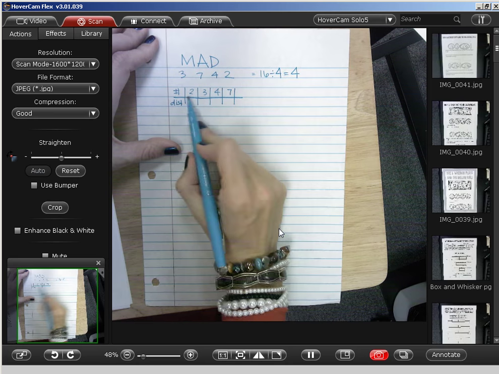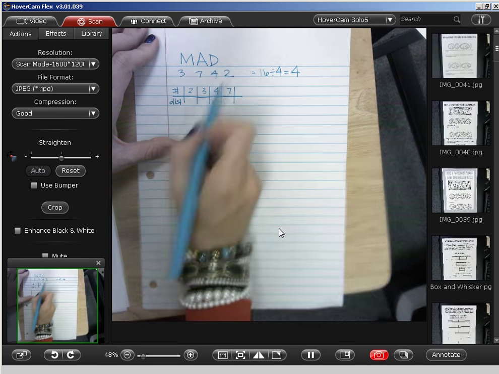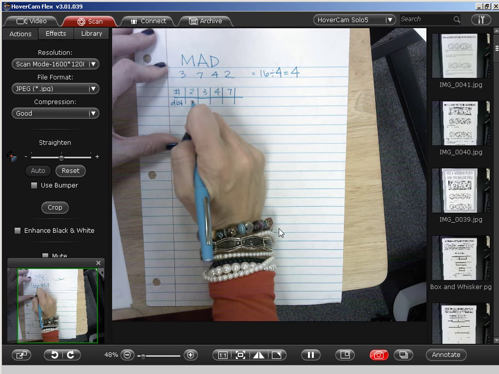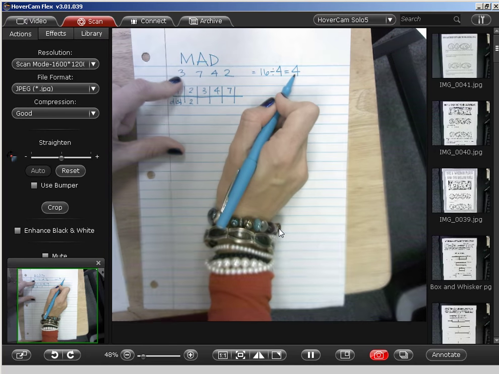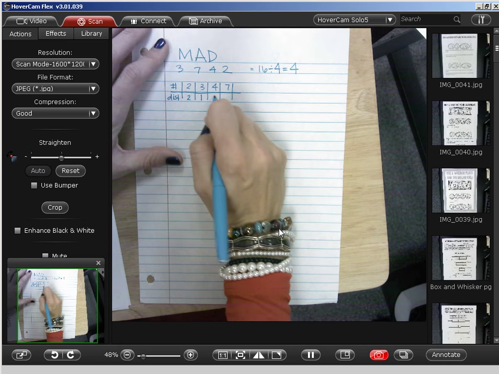So now for each number, I'm going to calculate how far away it is from my mean. So for 2, I can do that by subtracting. So 4 minus 2 gives me 2. 4 minus 3, because that's my distance. Now this data value is 1 away. 4 is 0 away from 4.